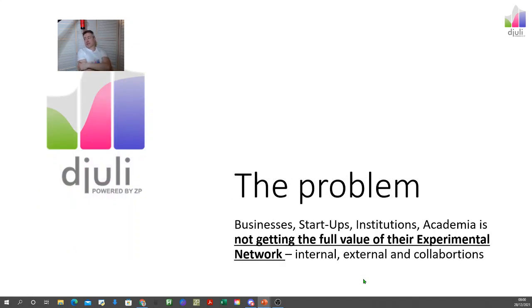So the problem is, I've stated it already, that businesses, startups, institutions, academia, are not really getting the full value of their experimental network. If you can say that everyone in your lab is on the same system, everyone can see everyone else's lab book, and they can all look at it and share it and collaborate around it, that's great. But that really is very rarely the case.